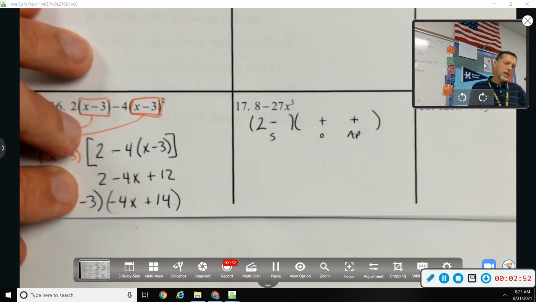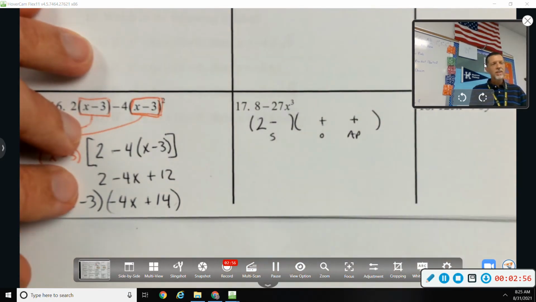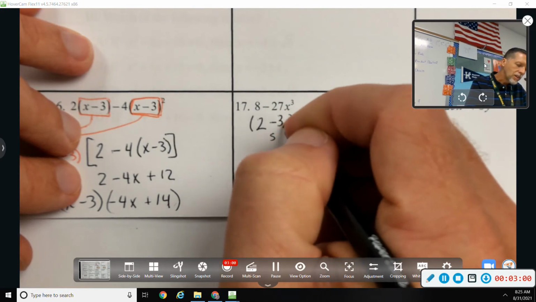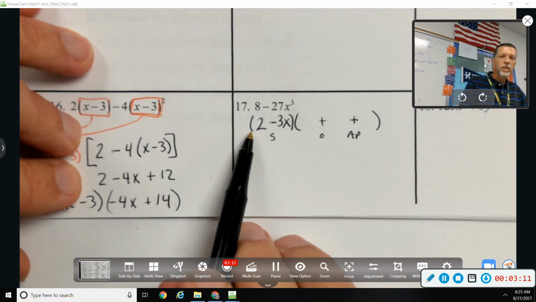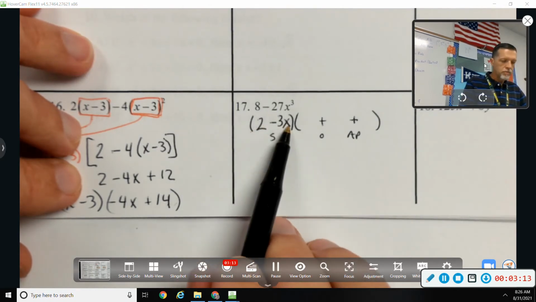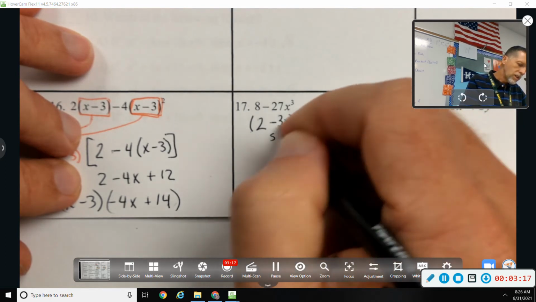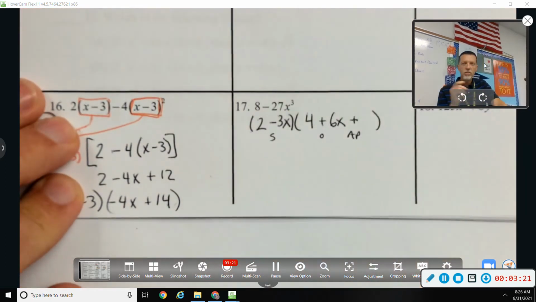2. And then what's the cube root of 27x cubed? Negative 3x. Yeah, either one. The minus sign stays there. 3x. And then my 3 blanks are square the first one, multiply the 2 together, square the second one. So 4, 6x. Don't worry about the negative sign, because the SOAP tells me the sign.